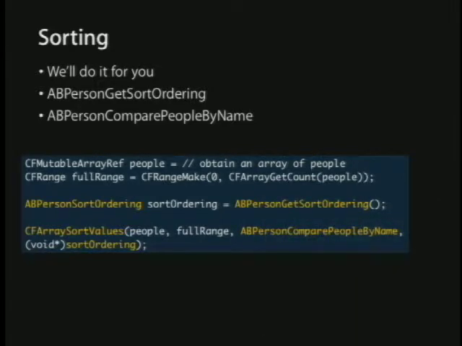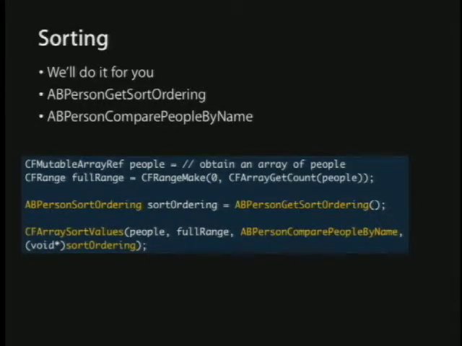This is the core foundation version of it. Say we got an array of people. We have to make a range because that's the way the CFArraySort works. And then we get the sort ordering and call CFArraySortValues. We pass the array. That has to be mutable at that point. Otherwise, nothing's going to happen. Pass the range of people we want to sort in that array. And then the function that we're going to use to sort that array.